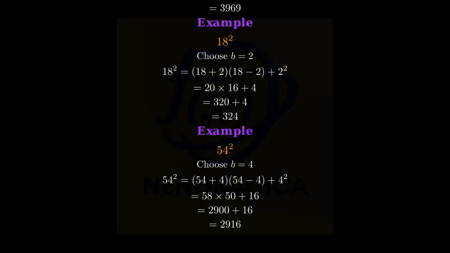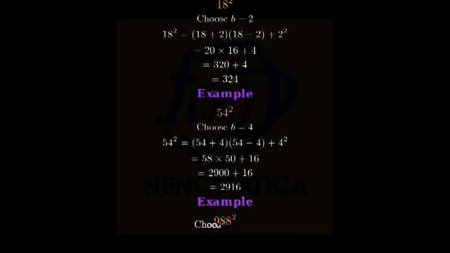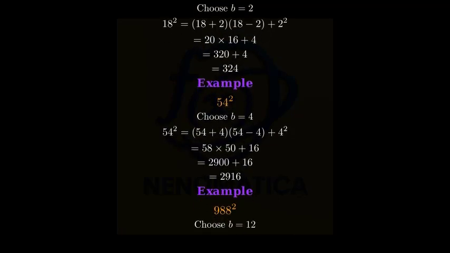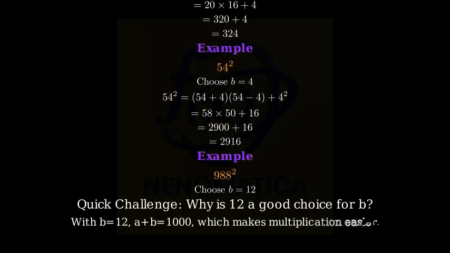Let's try a more challenging example. We want to compute 988 squared. For this case, we'll choose b equal to 12. Before I continue, can you think about why 12 is a good choice for b in this case? With b equal to 12, a plus b becomes 1,000, which makes the multiplication much easier.